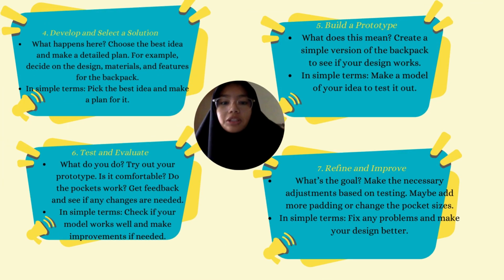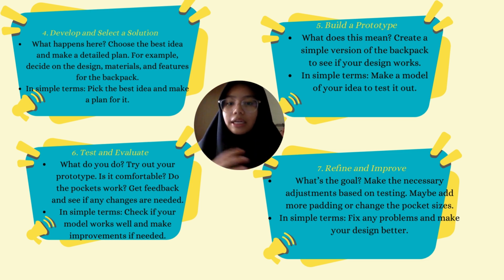Okay, so moving on to the fourth step, which is develop and select a solution. So what happens here is that you have to choose the best idea from all your brainstorming, and then you have to make a detailed plan for it. For example, you have to decide on the design, materials, and features that you want to use for the backpack. In simple terms, you have to pick the best idea and make a plan for it.